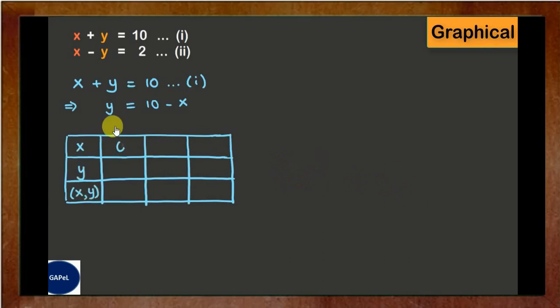Okay, fine. So if you see here, x plus y equal to 10 and y equal to 10 minus x. You could have started with x equal to 10 minus y also, no issues, choice is yours. So when I put 0 in place of x, y equal to 10 minus 0. That means y equal to 10.